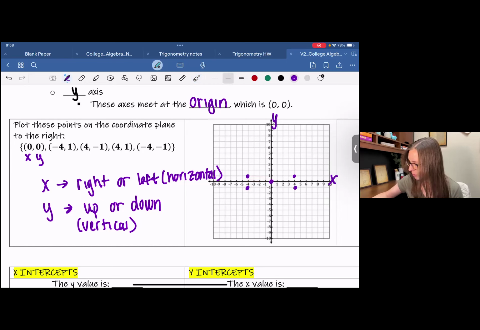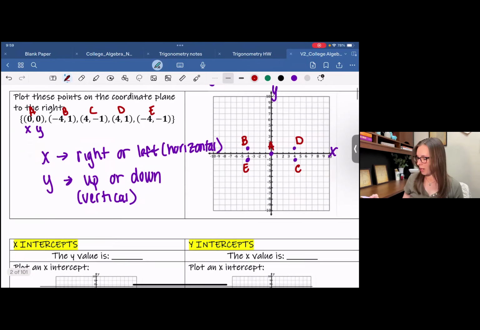And you can label these if you want to. Sometimes they will have a capital letter to label the point. So you could do that if you wanted to help for your notes. A, B, C, D, E, and then label them. This is point A, point B, and so on. So that's plotting points, a nice little review before we get into the lesson.